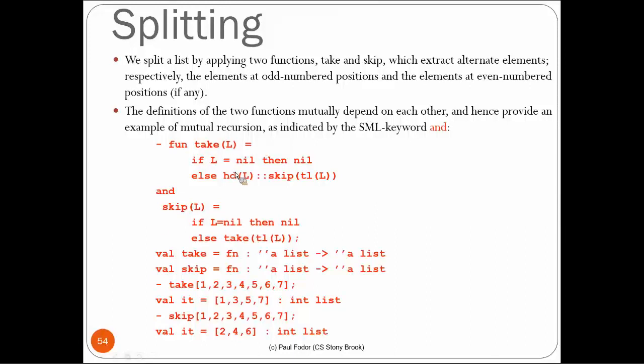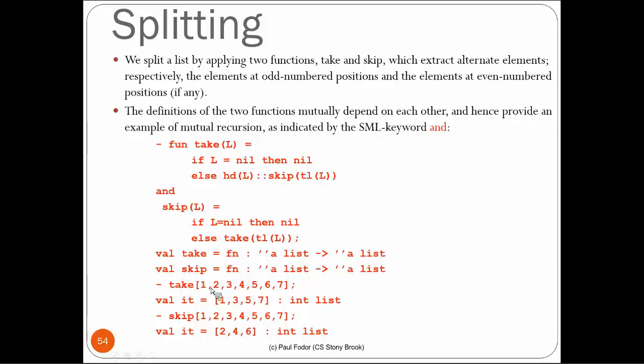So take will return all of the odd indexed elements, basically the first element, the third element, and so on. Skip will return as the first element the second element, because it invokes take on the tail of the list, and then the fourth element, and so on. So both functions return lists of elements, but one returns the odd indexed elements, the other one returns the even indexed elements.